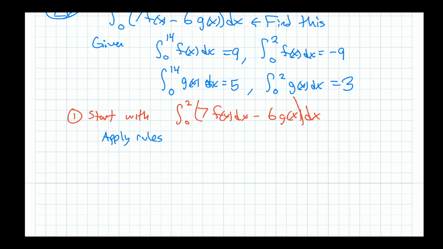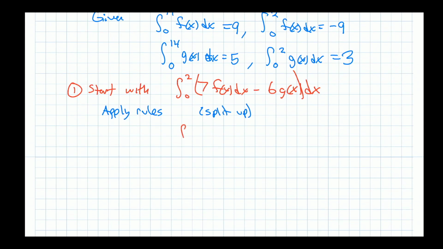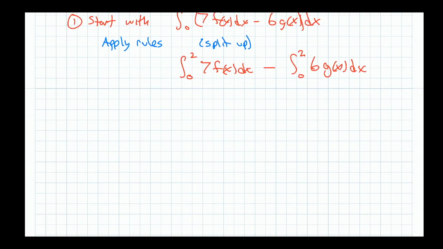First thing we're going to do is split this up because it's a sum. So this could be the integral from 0 to 2 of 7 f of x dx minus an integral from 0 to 2, you keep the same limits and everything, of 6 g of x dx. Okay? So we split it up using one of the rules.